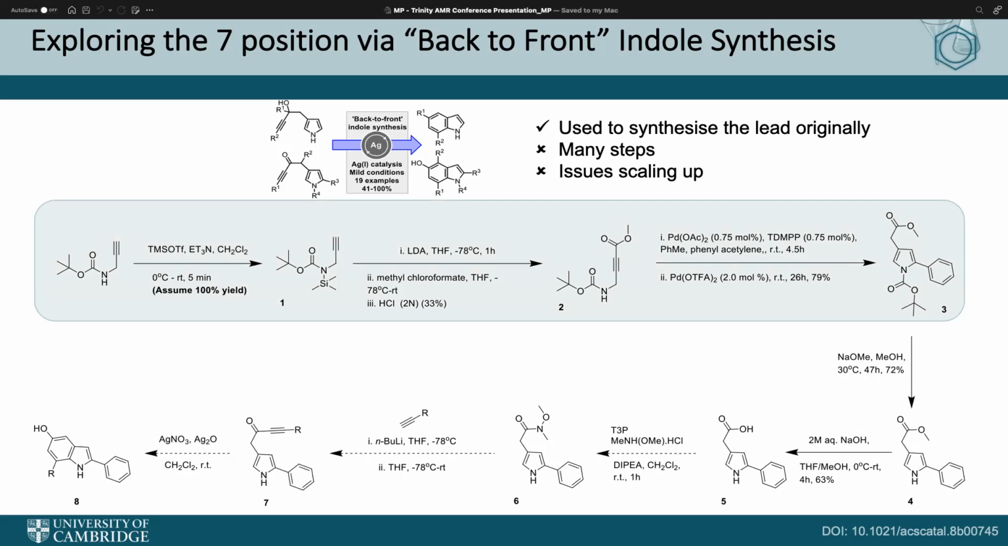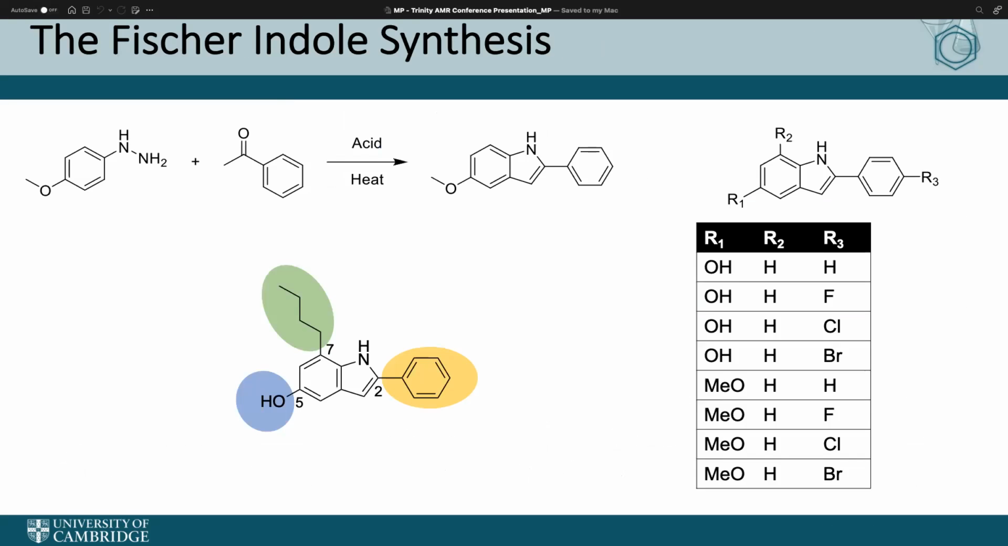So we then looked at some more classical methods of making indoles. One of the most famous ones is the Fischer-Indole synthesis. You can see it occurs in just one step. You can have an indole. So using this method, I made 8 different indoles, and I've summarized the different substituents I've used on the structure there. And the main difference here in this series compared to the lead compound shown in the center of the slide is that I've got a hydrogen.